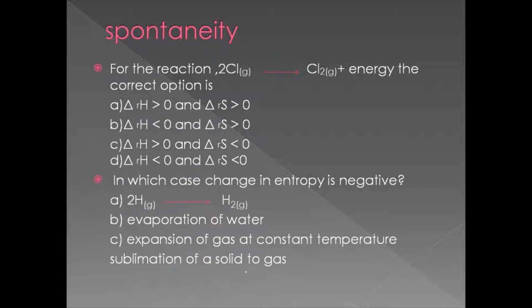Let us discuss few questions on spontaneity. So before going to solve these questions, let me explain few terms related to spontaneous process. Those are delta H, delta S and delta G. You know that delta H is change in enthalpy, whereas delta S means change in entropy and delta G means Gibbs free energy. Got it?